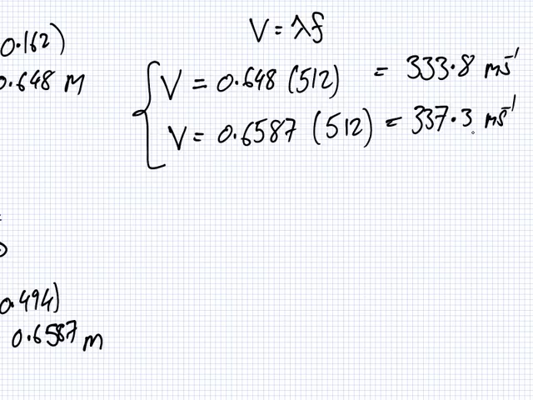So you know from doing your physics and chemistry, when you have more than one answer, what's the best answer to use? The average, yeah. So we'll do 331.8 plus 337.3 divided by 2. And we get a final answer of 335.6 meters per second.